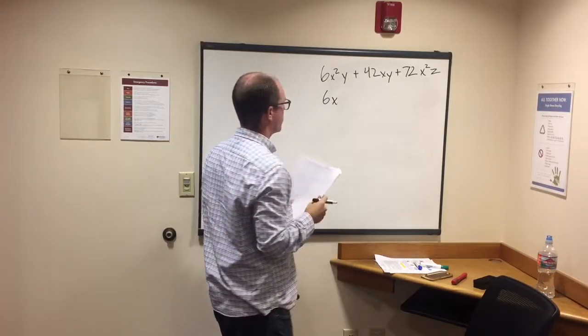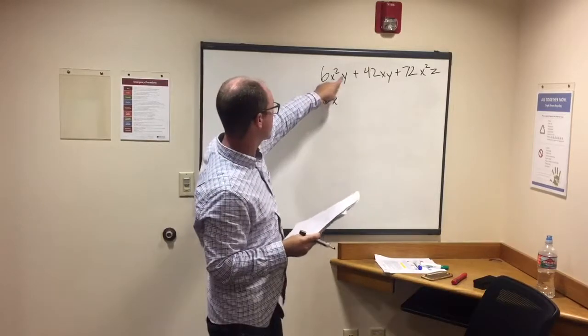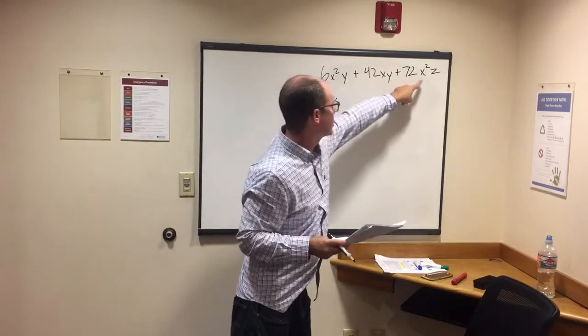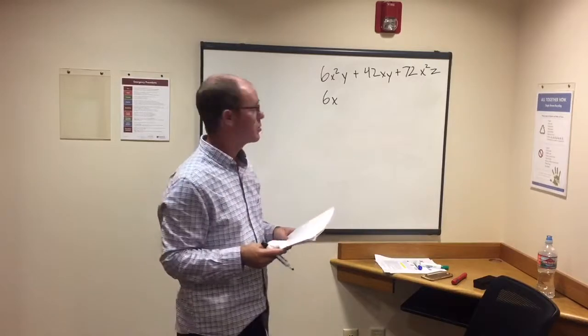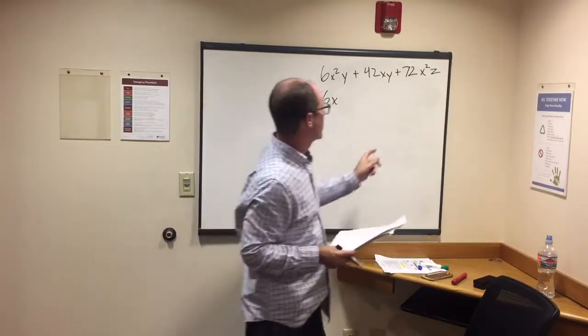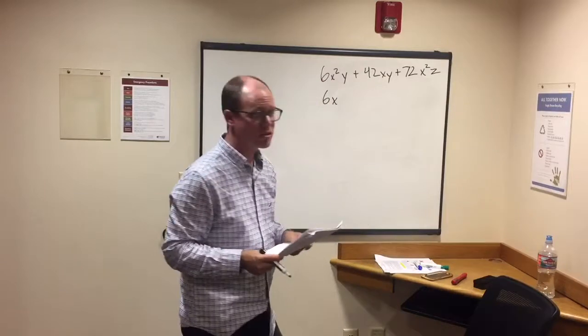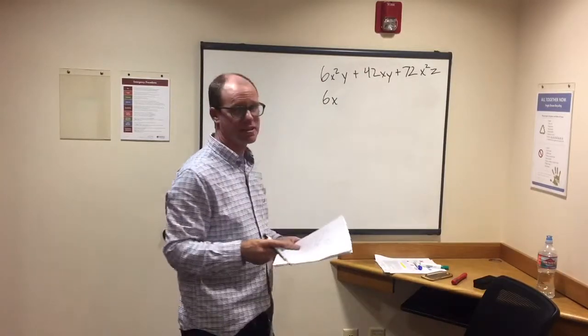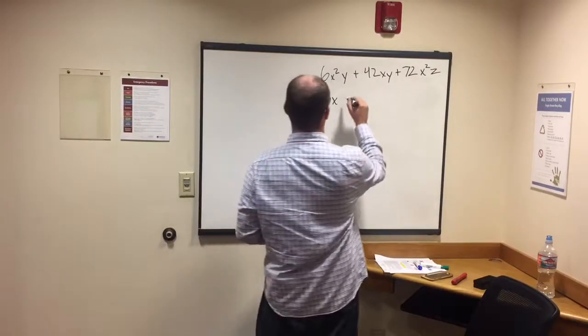There's x. What about y? Okay, I got a y here, got a y here, not here. Can't take y out of all three parts. And there's also a z over here, but not for these two. So all I can take out is 6x to fully factor this expression.